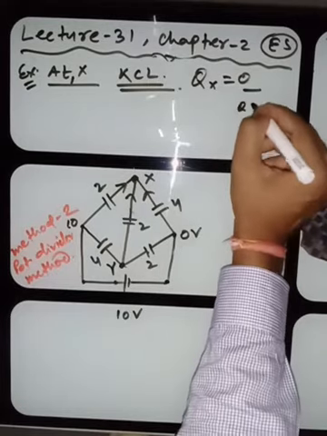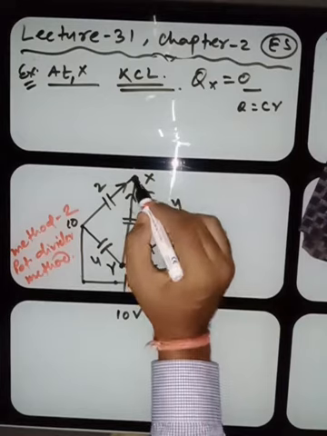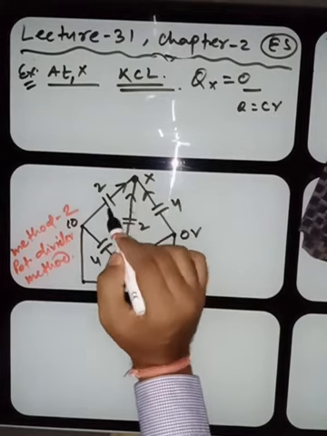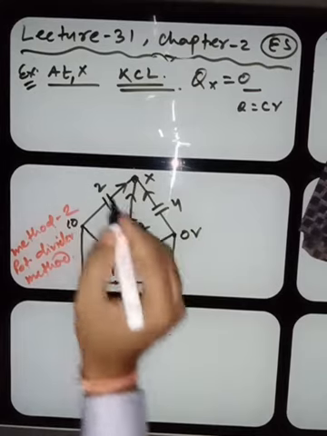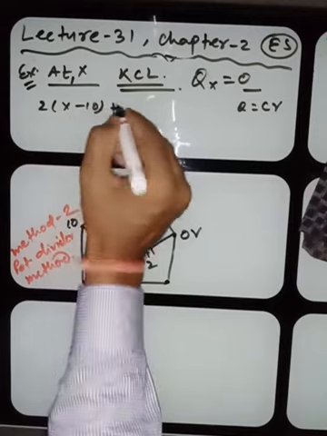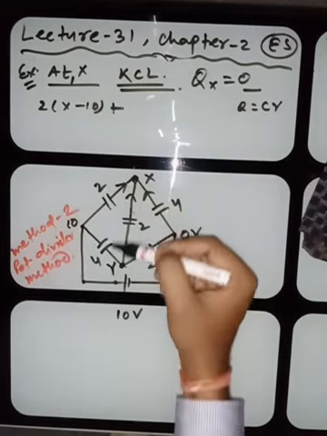So, what will be the charge? As we know that Q equals CV. So, at this point, the Q will be C into V. And what will be the potential here? The potential across this capacitor will be X minus 10. So, 2 times (X minus 10) plus 2 times (X minus Y).